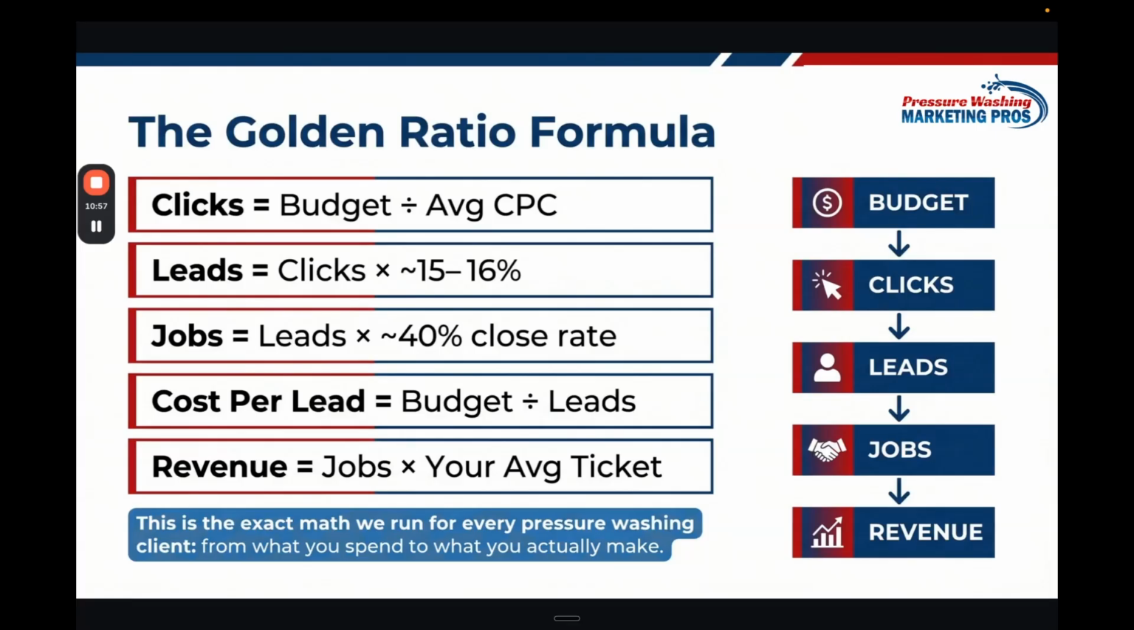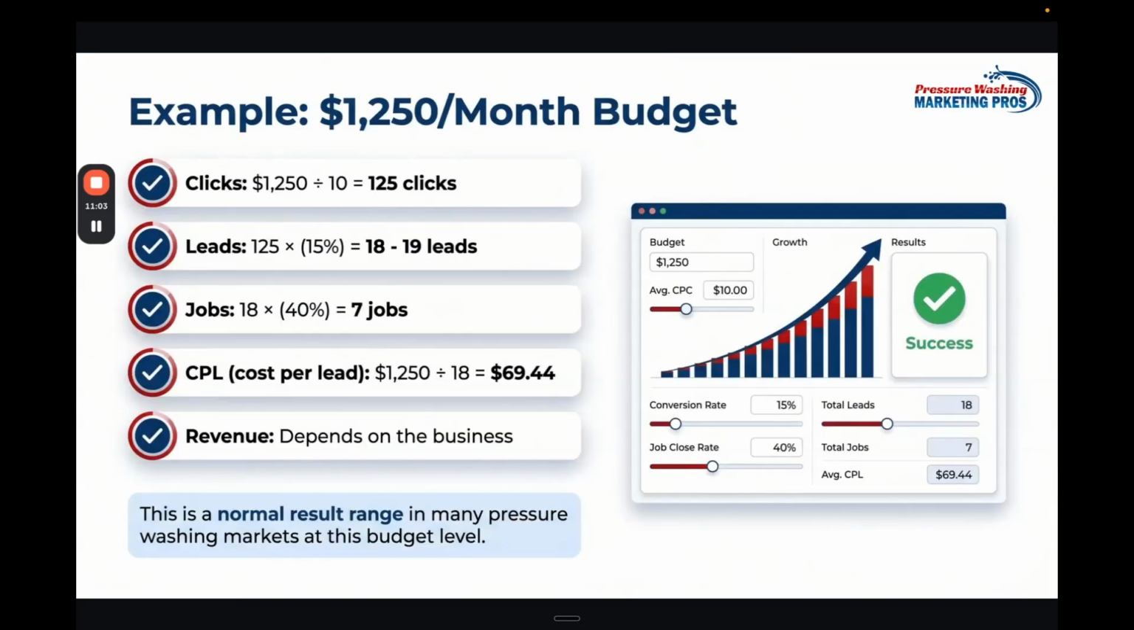And this is the exact math we run for pressure washing clients all over. So here's an example if you had about a $1,250 a month budget. To determine the clicks, you would just go, okay, my budget's $1,250, and each click costs $10. That might give me 125 clicks. Out of those 125 clicks, I'm converting 15%, which is going to be 18 to 19 leads. And if I want to determine how many jobs I'm going to get out of those 18 to 19 leads, if I'm closing 40% of them, that's going to be 7 jobs. And then at that point, the revenue really depends on the business.